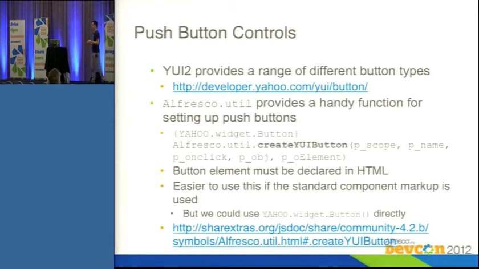We also provide some wrapper functions that allow you to very easily create those buttons without having to call YUI directly. So the precise function that we provide is called Alfresco.util.createYUIButton. And we just need to provide a few simple parameters to that, as well as declaring some HTML for the button itself. As you might have guessed, the HTML gets declared in our dashlet Freemarker file. And then this code, where we call Alfresco.util.createYUIButton, will be provided in the onReady method of our client-side component that we looked at. If you want to know more about this function, you can see it's documented there at the bottom. You can go and take a look at that.